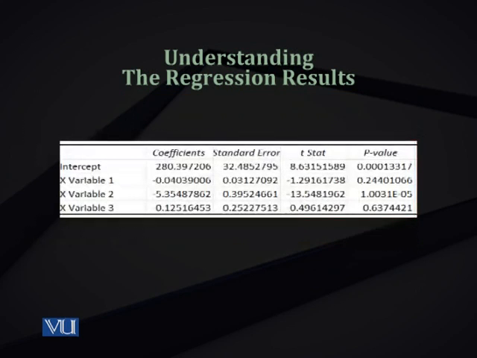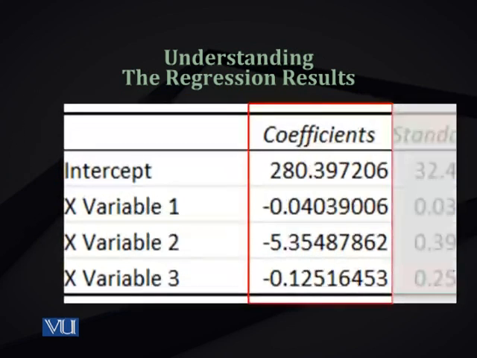In the third part, you have the regression statistics. First, we have the coefficients. The first one is intercept, 280.39. This is your value beta naught if you use the usual notations of regression equation. So this is your intercept, or the value of the dependent variable when the value of the independent variables is 0. The second item is minus 0.04.